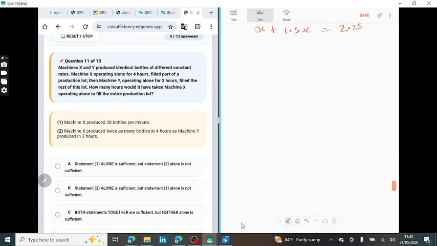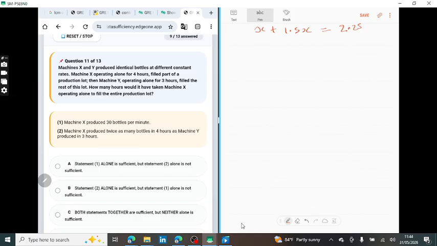So look at this one. Machines S and Y produce identical bottles at different constant rates. Machine S operates alone for 4 hours and fills part of the production lot. Then machine Y operates alone for 3 hours and fills the rest of this lot. How many hours would it have taken machine S operating alone to fill the entire production lot?